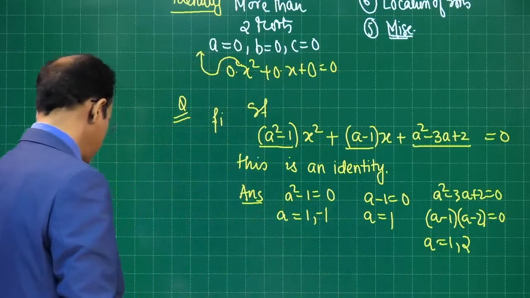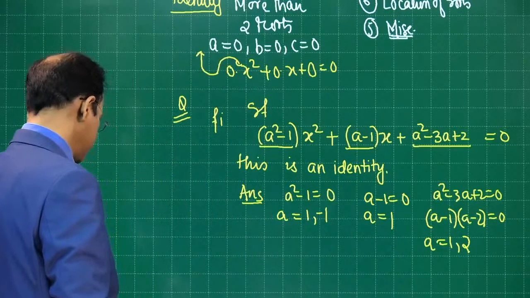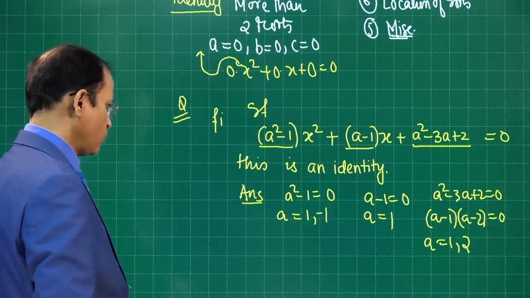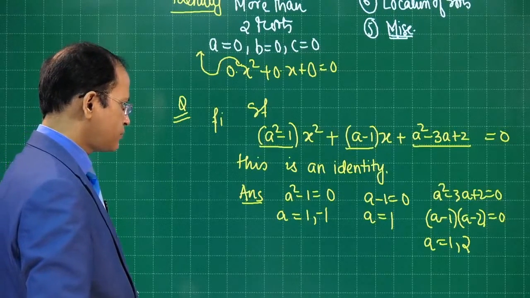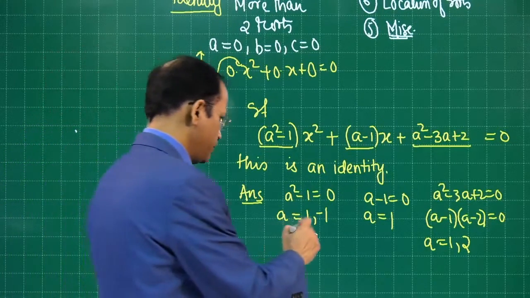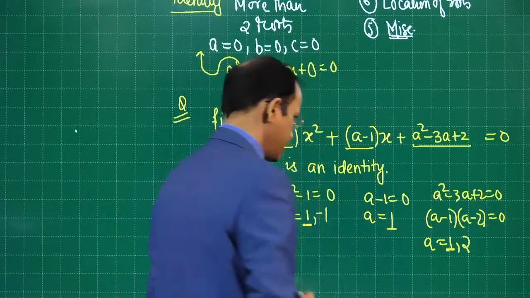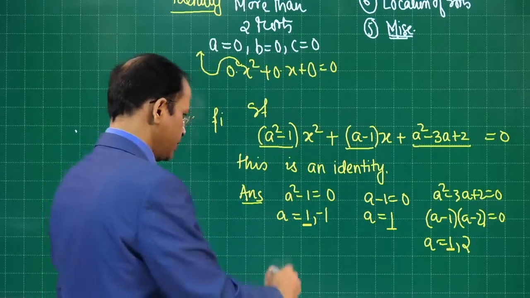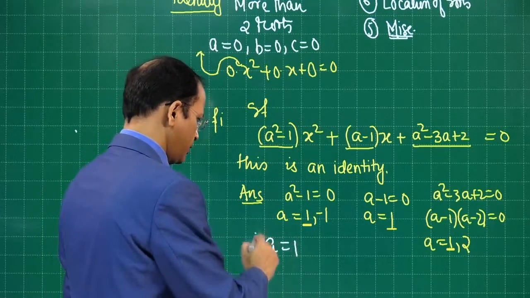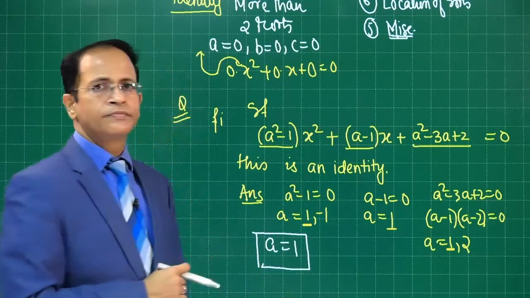So you can see here we have the common part. What is the common part we have? The common part is 1, right? So we can say that the answer is coming out to be a is equal to 1, right? This is what we have.